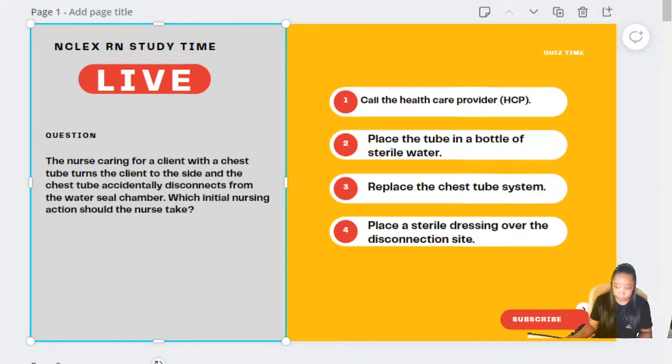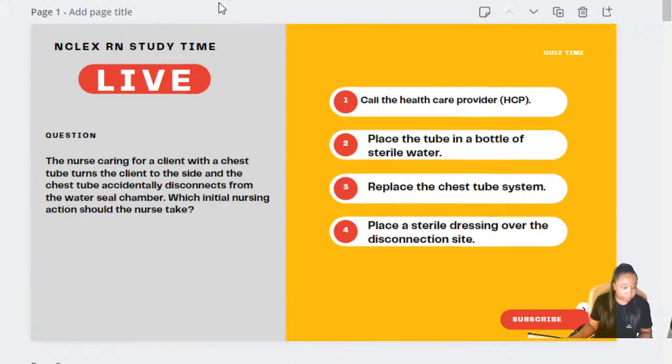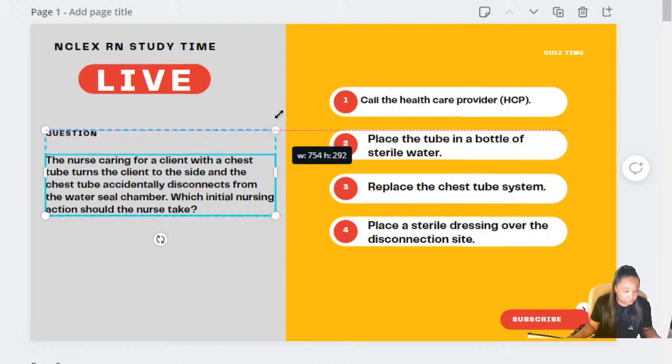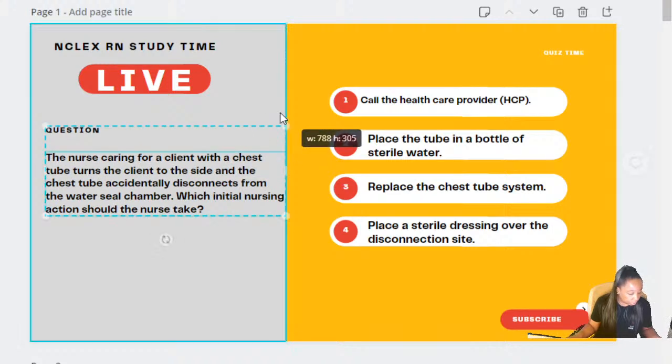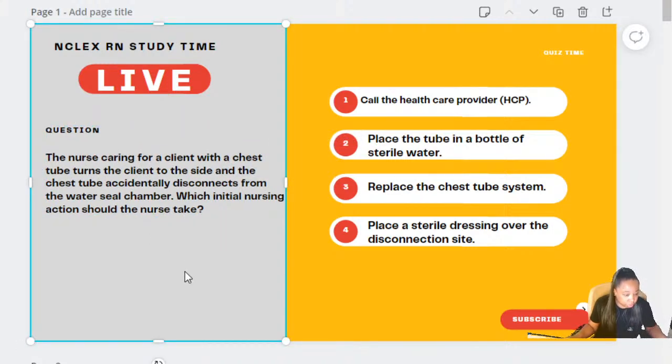There we go. Okay, here, this is the first question I have. First, let me check if you can hear me. Okay, 1, 2, 3. Let me enlarge it a little bit so you can see.